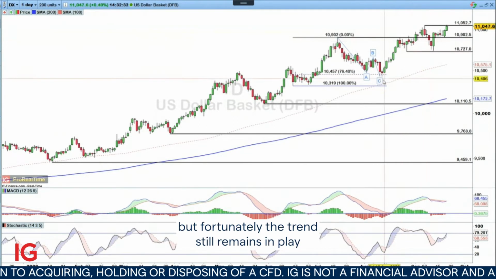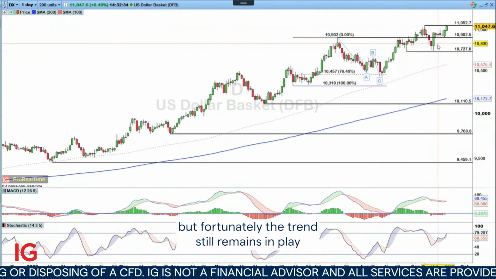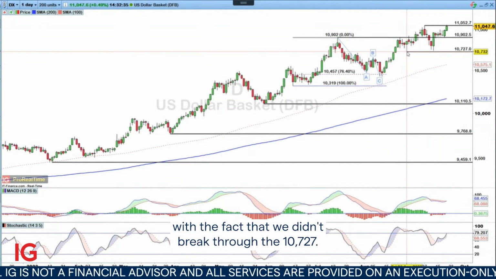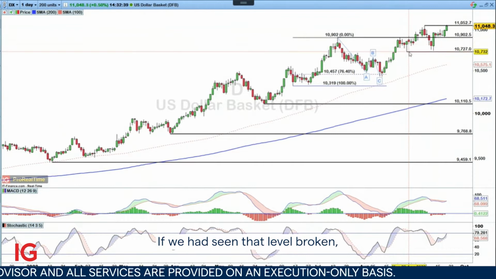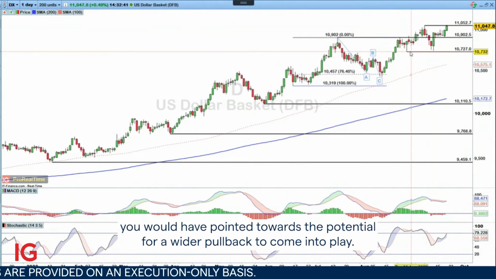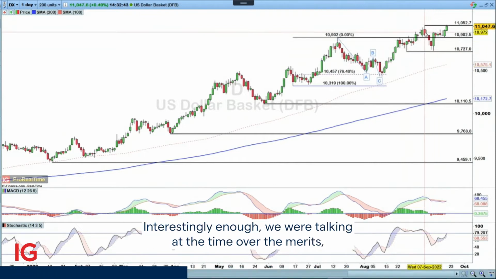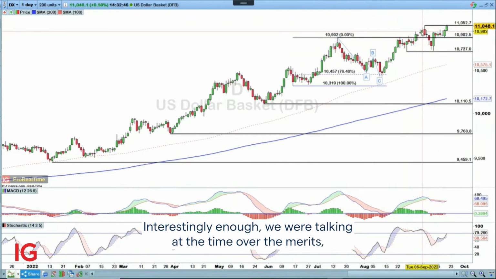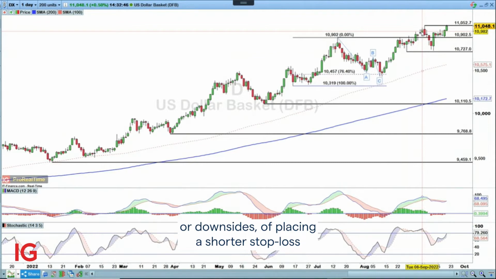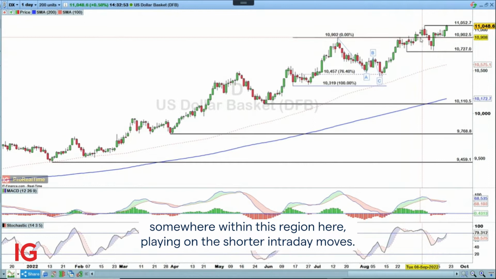But fortunately, the trend still remains in play with the fact that we didn't break through the 107.27. If we had seen that level broken, it would have pointed towards the potential for a wider pullback to come into play. Interestingly enough, we were talking at the time over the merits or downsides of placing a shorter stop loss somewhere within this region here, playing on the shorter intraday moves.